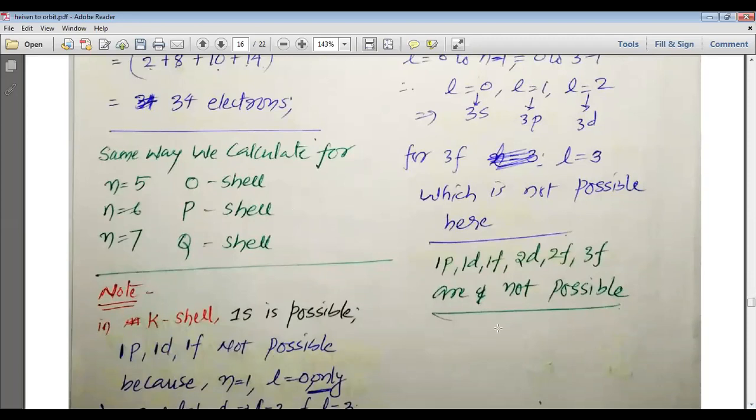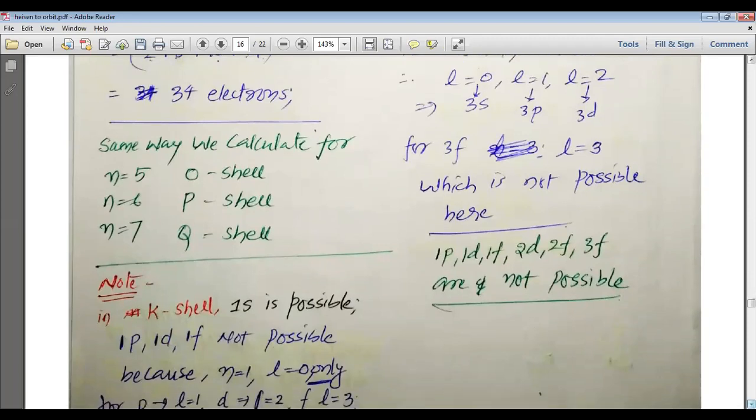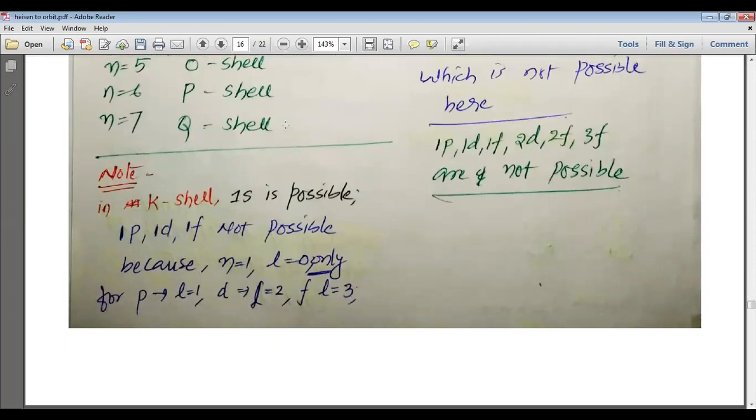We have even seen, my dear students, yesterday that some orbitals are not possible. Which are these orbitals which are not possible? The orbitals which are not possible are 1p, 1d, 1f, 2d, 2f, 3f and so on. See, now when we look at an orbital, we can come to know about the principal quantum number, that is n, and l.